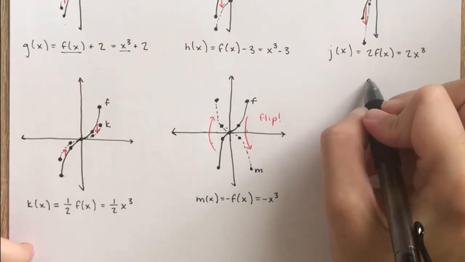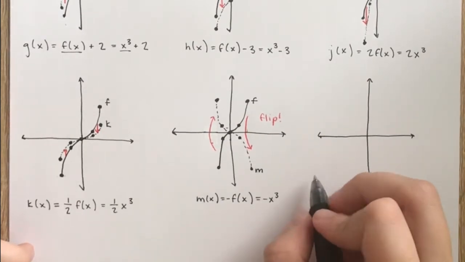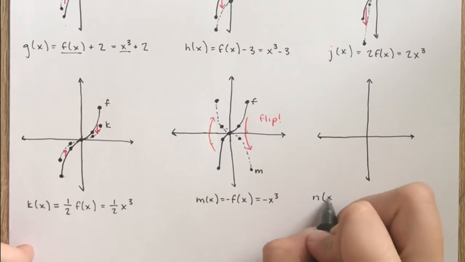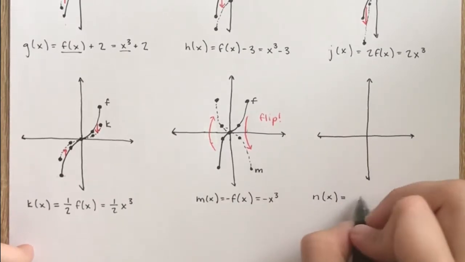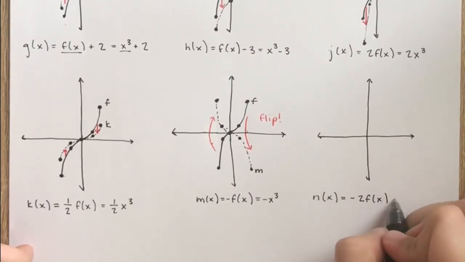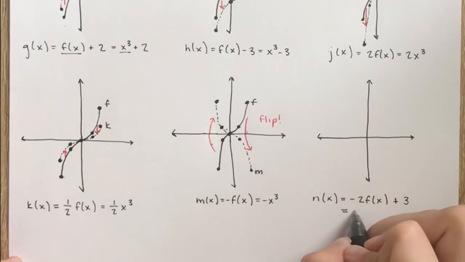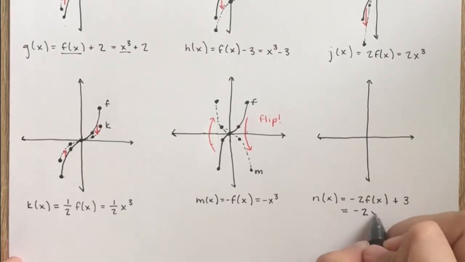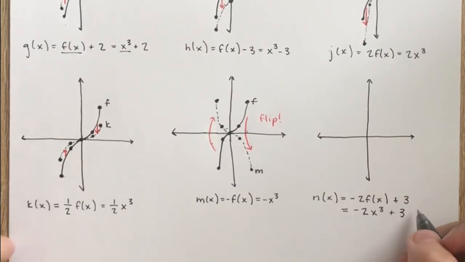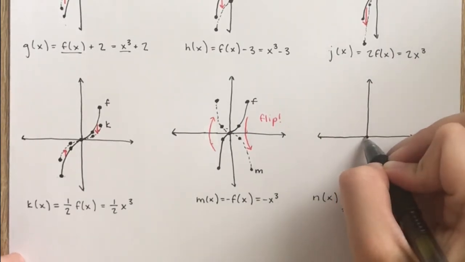Okay, so let's put some of these together. Let's say we wanted to look at a new function n of x, which would look like -2 f of x plus 3. So again, we want to replace f of x with what it was before. Before it was just x cubed. So now we have negative 2x cubed plus 3. That's a lot of stuff to do, but I think we can do it. I think it'll be no problem. So our original graph was this guy.